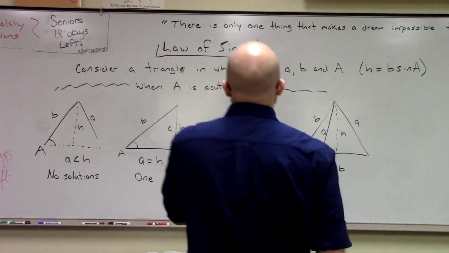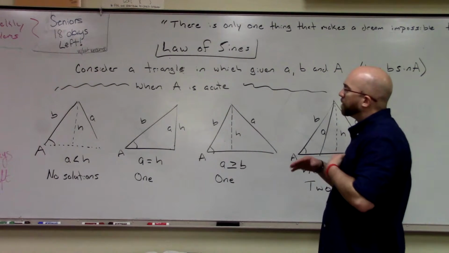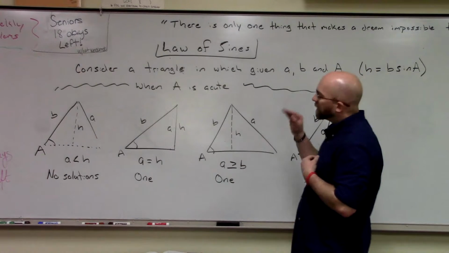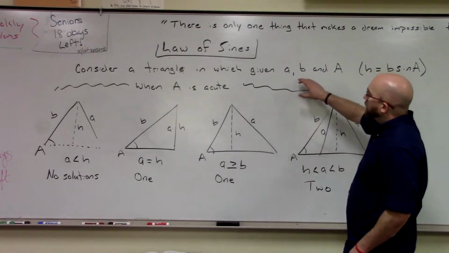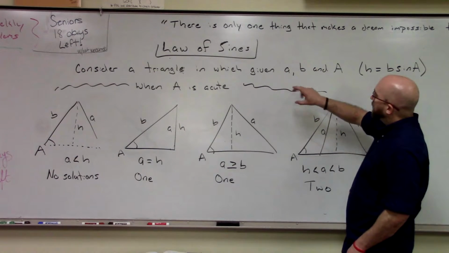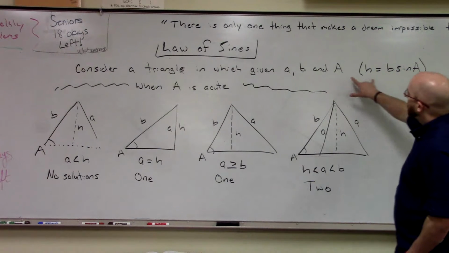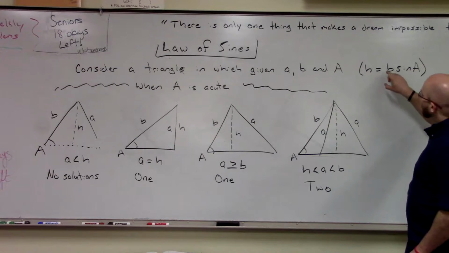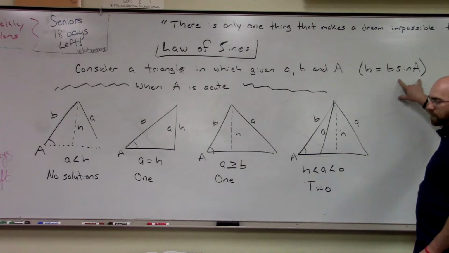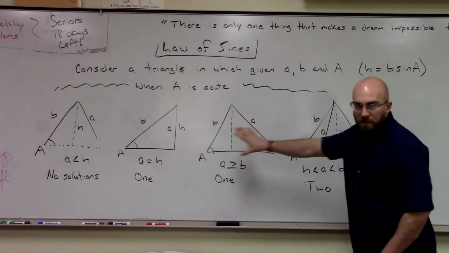Okay, so I mentioned earlier some special cases with law of sines, and again, I'm going to go over some examples, but first let me get all the important notes and details that you need. We're going to consider a triangle in which we're given small a, small b, and big A. And besides that, we have this little formula where h, the height, equals little b times sine of A. Okay, that's going to come important in terms of what all these little triangles mean.